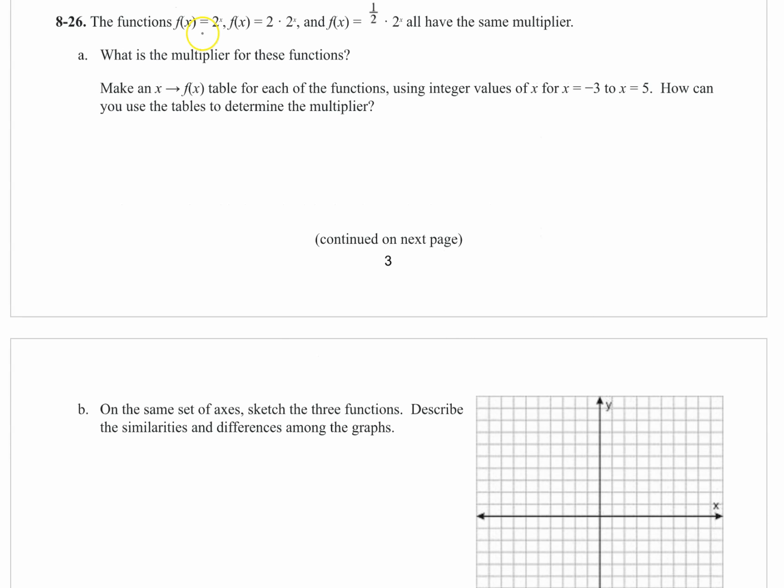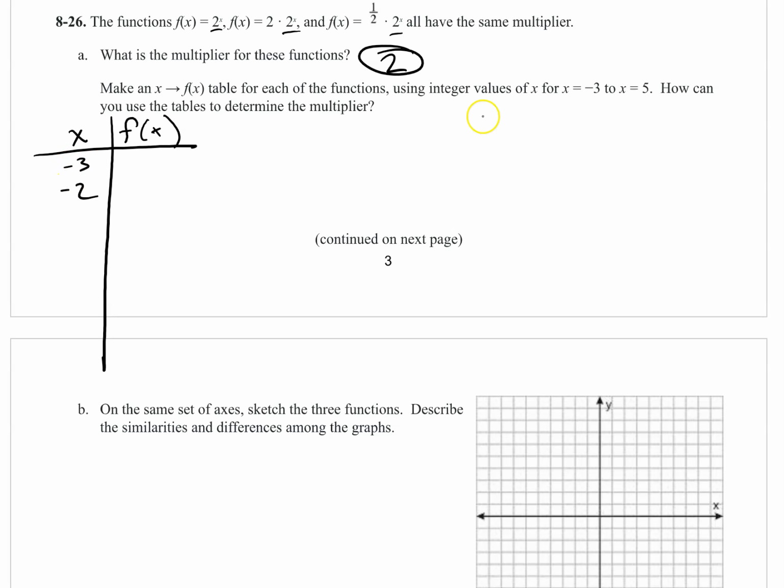26. These functions all have the same multiplier. So it's the number being raised to the power x. And that number being raised to the power x is 2. Let's make an xy table for each of the functions, using integer values of x from negative 3 to 5. So we have negative 3. Integer means whole number.